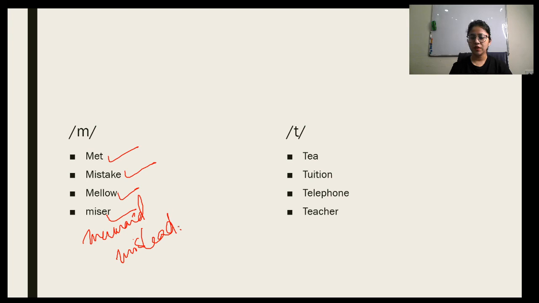Trouser. So this is a very difficult word in terms of how you pronounce it, because there are two letters, both are consonants.